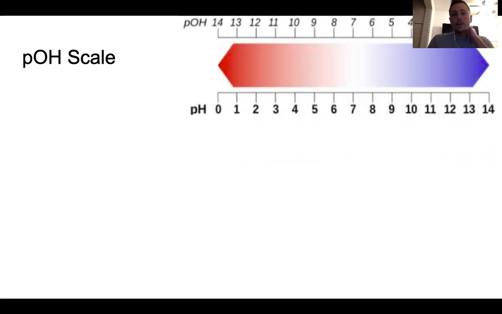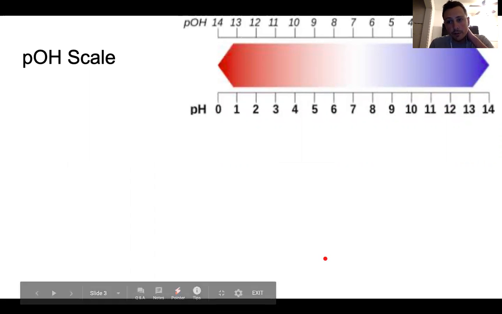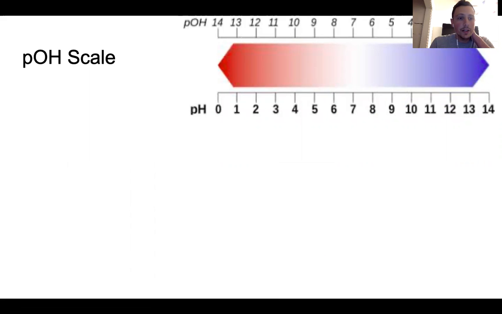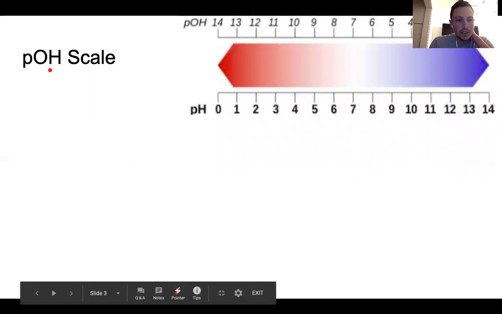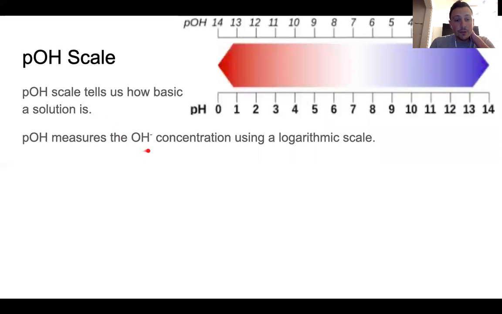We've seen that before. The pOH scale is very similar. However, instead of focusing on hydrogen ion or hydronium ion, it's focusing on hydroxide, just like the pOH here would imply. So the pOH scale tells us how basic a solution is. And it measures the hydroxide, or the OH minus, concentration using that same logarithmic scale. It also goes from 0 to 14.